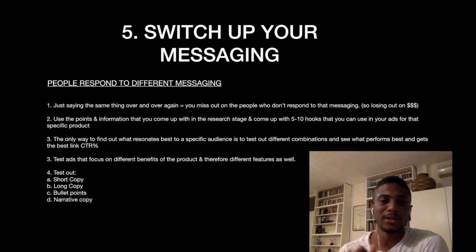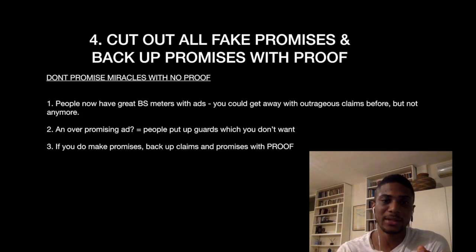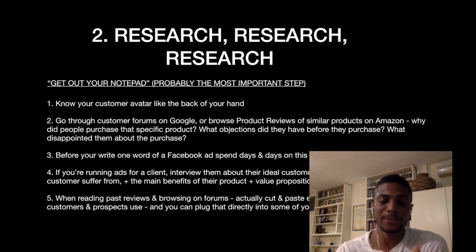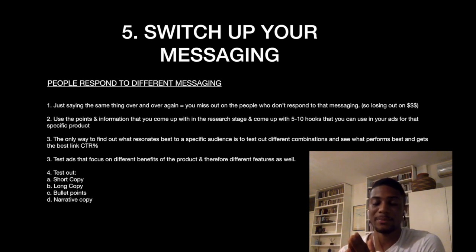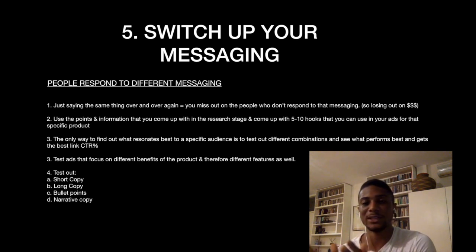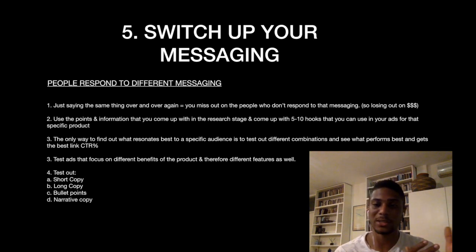So you want to use the pain points and information that you came up with in the research stage, which is of course here. All this information that you came up with, you want to have about 5 to 10 hooks, which is basically things that get that audience's attention. Those are your hooks. You want to use those 5 to 10 hooks and create different ad copy with them, so you can test out what resonates with that audience better because you have these numerous hooks. So you can see which performs best, which gets the best link CTR.